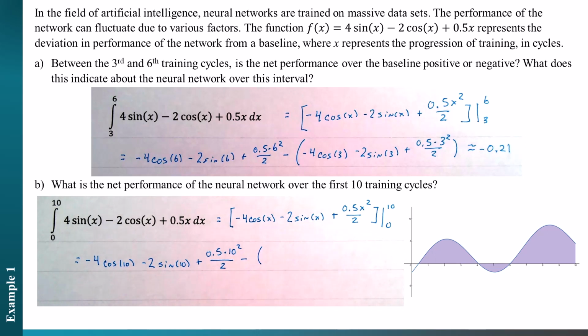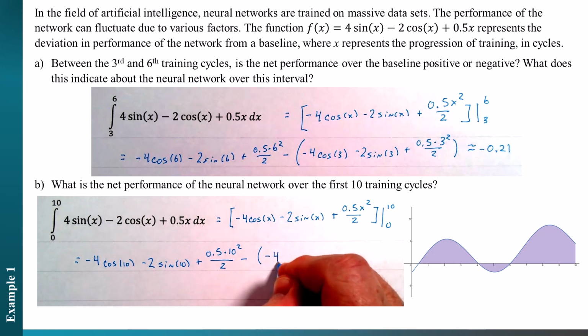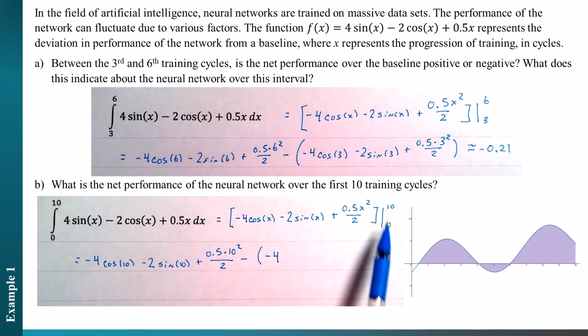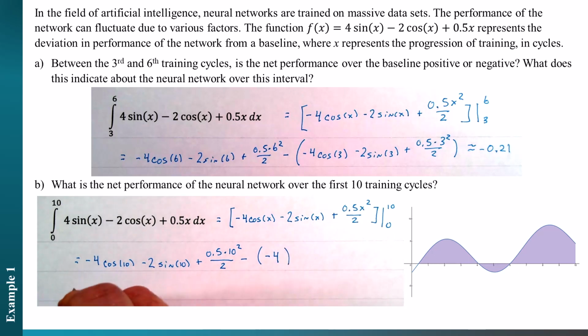Now I think we can do some simplification here while we do this. When we plug a 0 into negative 4 cosine of x, cosine of 0 is just 1, so that gives us negative 4. When we plug 0 into sine of x, sine of 0 is 0, and so this is just going to be 0. And when we plug 0 into x squared here, this term will also be 0. And so all we get here is just negative 4 from plugging 0 into this expression. And that means that we have negative 4 times cosine of 10 minus 2 times sine of 10.